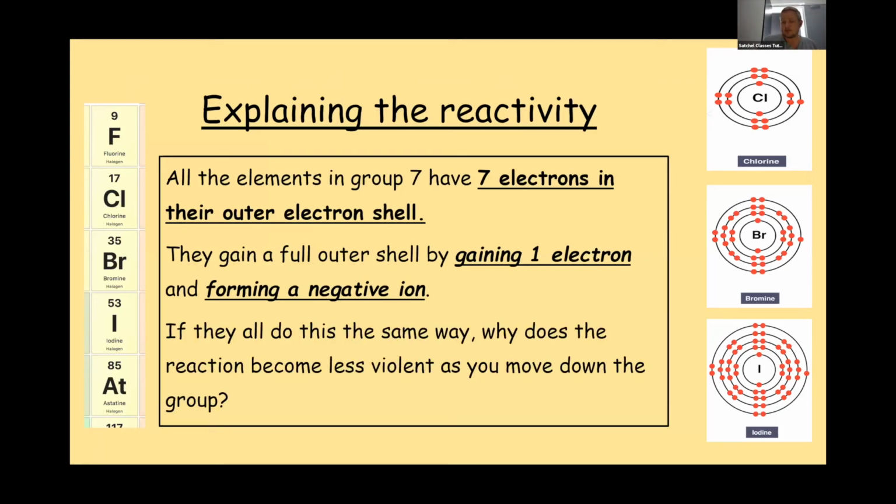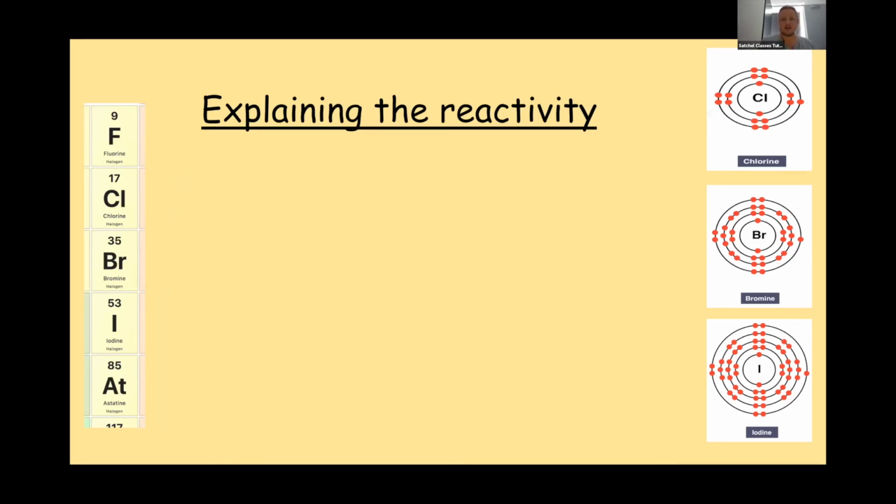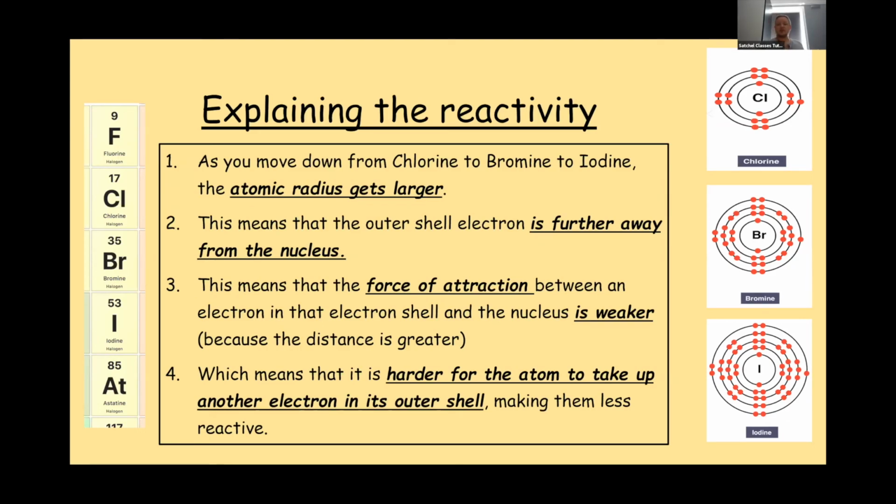If they all do this the same way, why does the reaction become less violent as you move down the group? And again, the answer is to do with the atomic radius, the size of the atom. As you move down from chlorine to bromine to iodine, the atomic radius gets larger. This means that the outer shell electron of the atom it's trying to steal the electron from is further away from the nucleus of the halide, of the halogen.